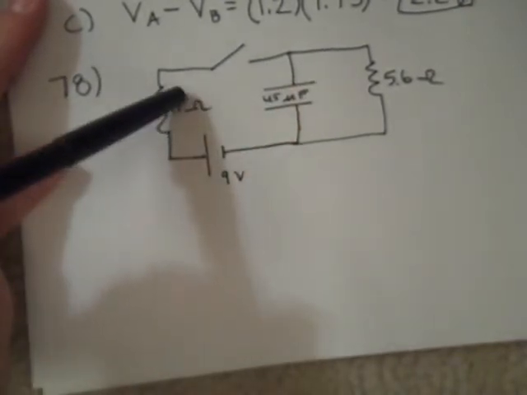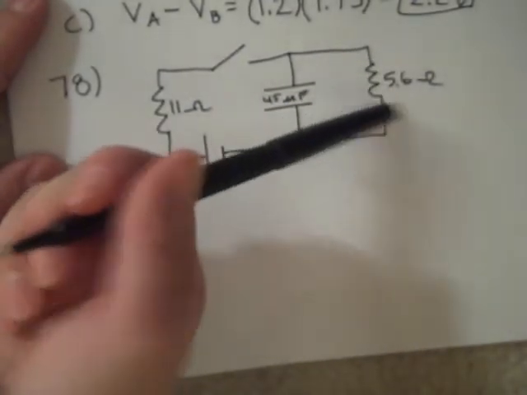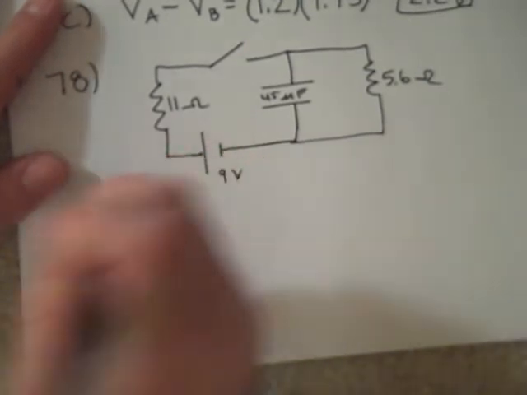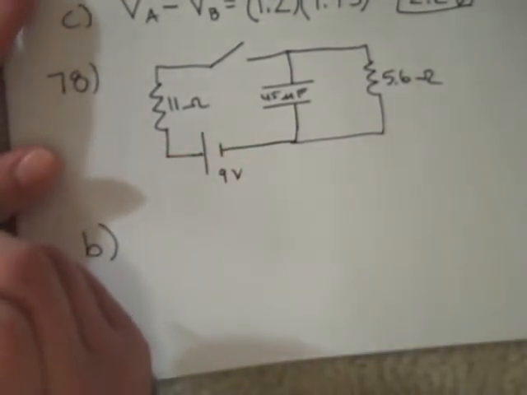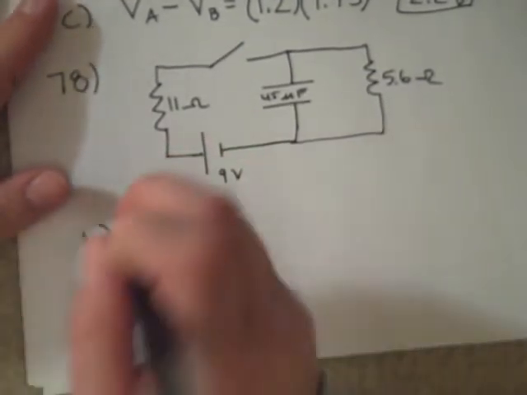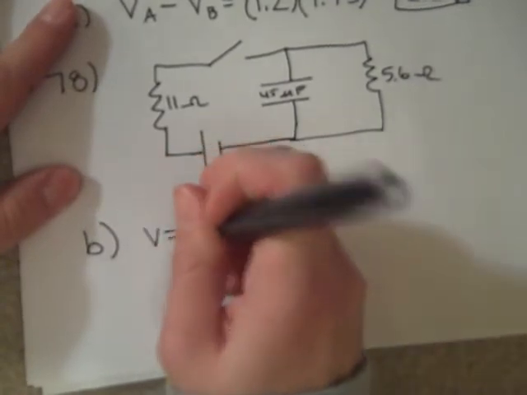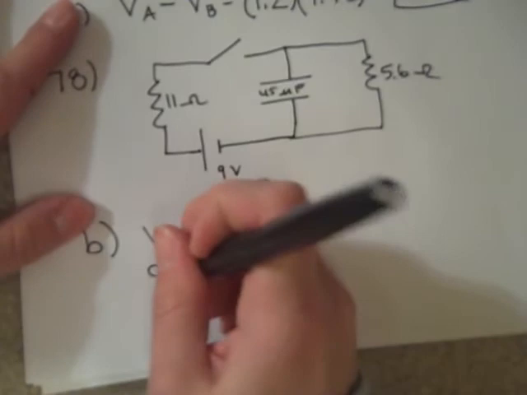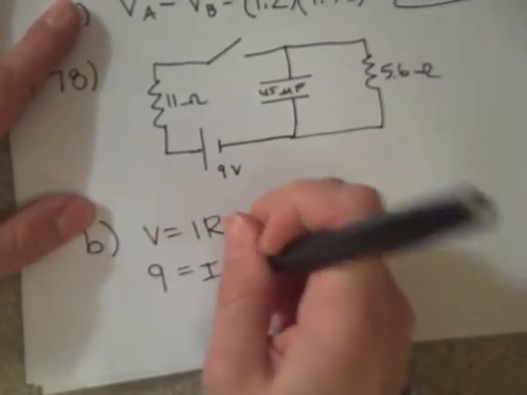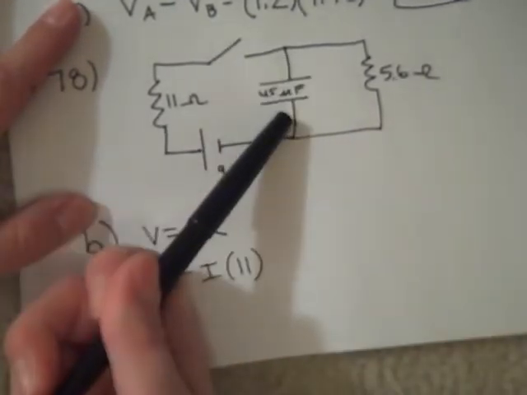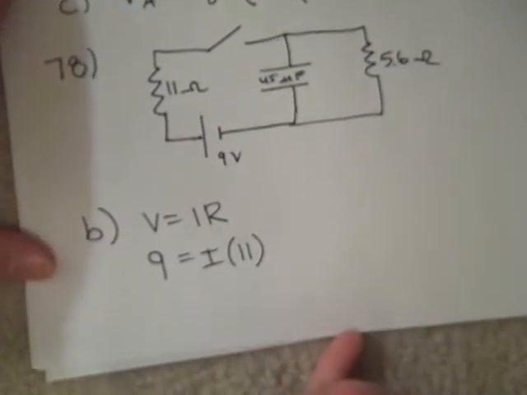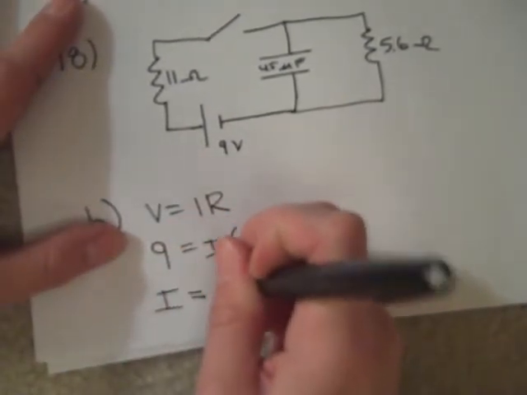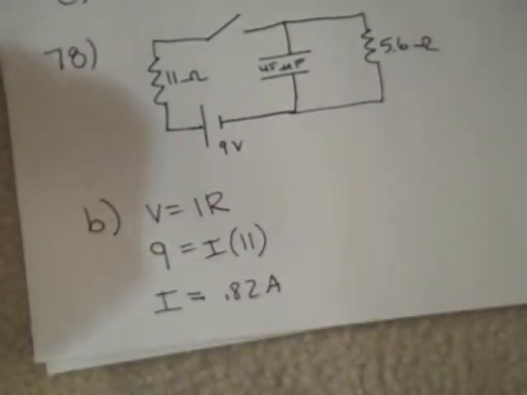The current's going to choose the path of least resistance. If it doesn't have to go through the 5.6, it won't. So if we're doing part B, which is asking us to actually find the current in each branch, we use Ohm's law and we get V equals I times R. So with a voltage of 9 volts, we're solving for I, and a total resistance, if this is like a short circuit of 11, we get your current is 9/11ths or 0.82 amps.